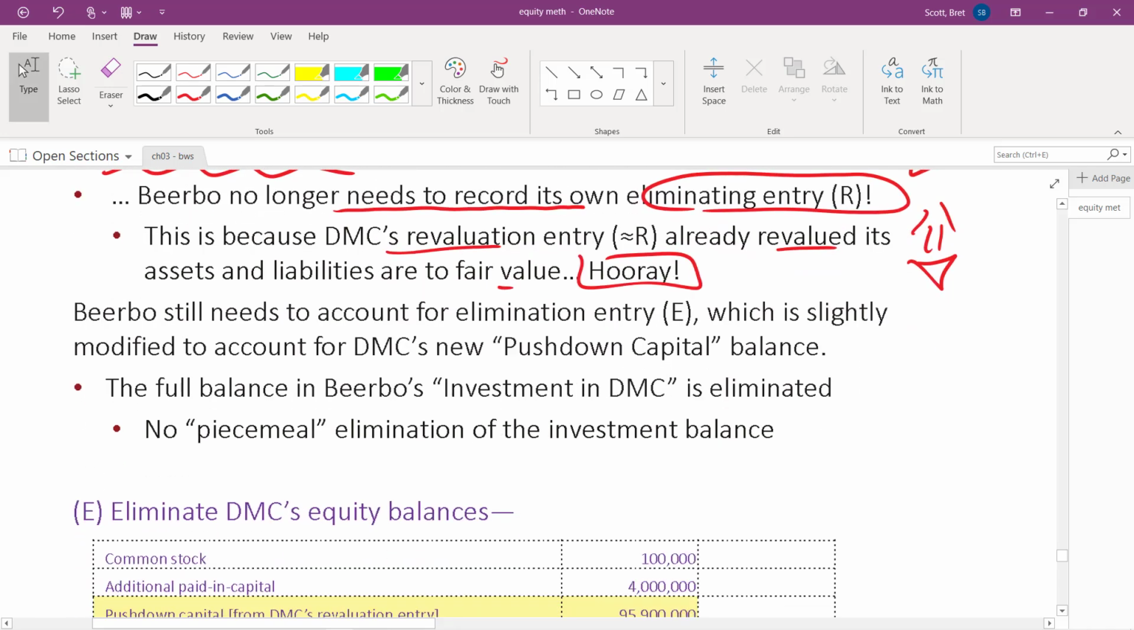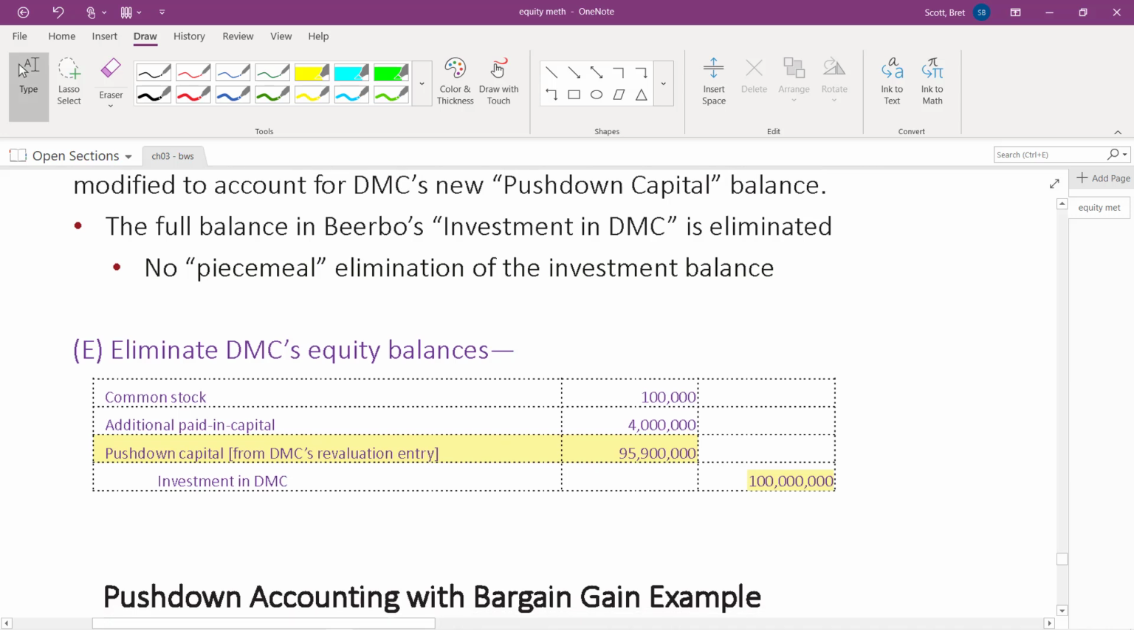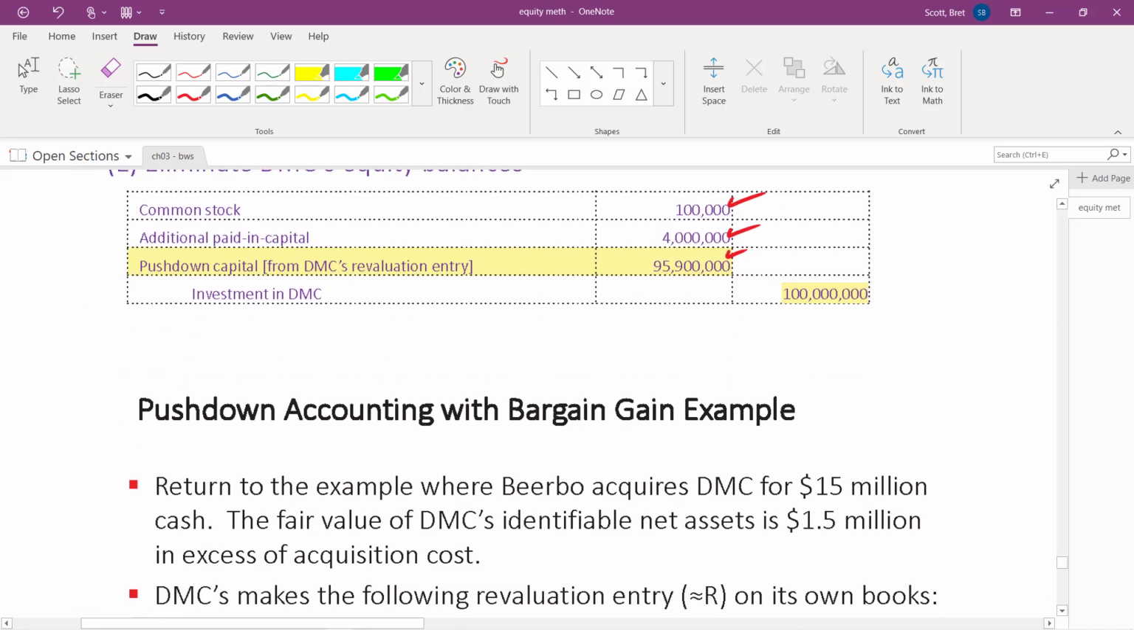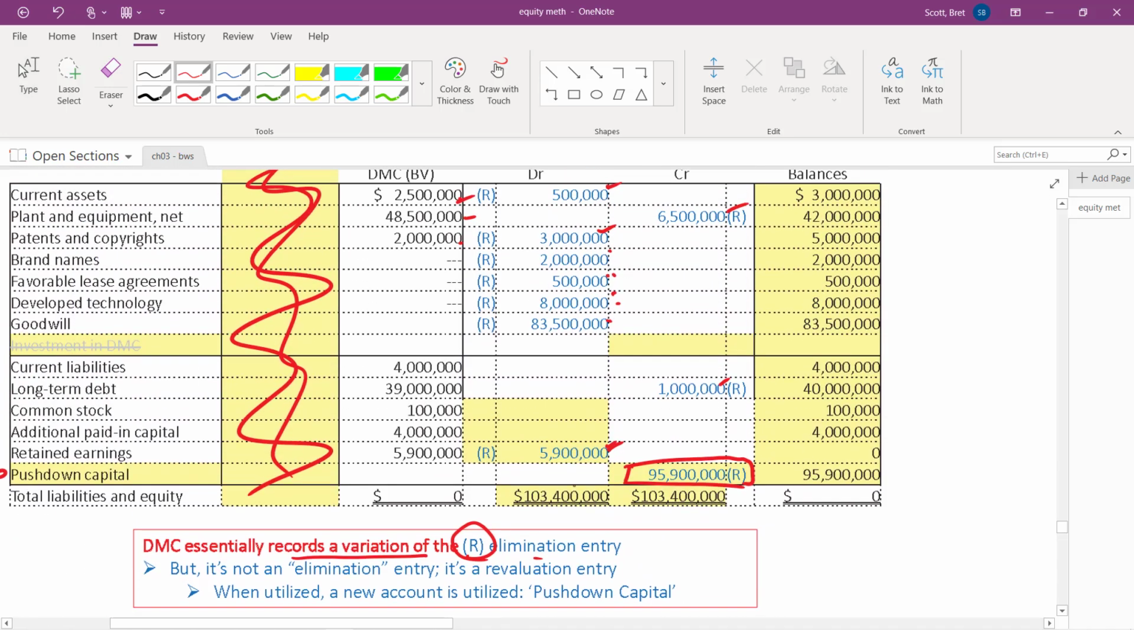One less thing for us to do, but we have to realize that there's still the E journal entry we have to deal with. In this case, all we're simply saying is, look, we still got to get rid of this common stock. We got to get rid of this additional paid-in capital, and we got to get rid of this new pushdown capital up above. So all those things you just saw up above, everything's all well and good, except now we're going to have to come through, for our sake and when we do our consolidation, we're going to have a debit to get rid of that 95.9 million.